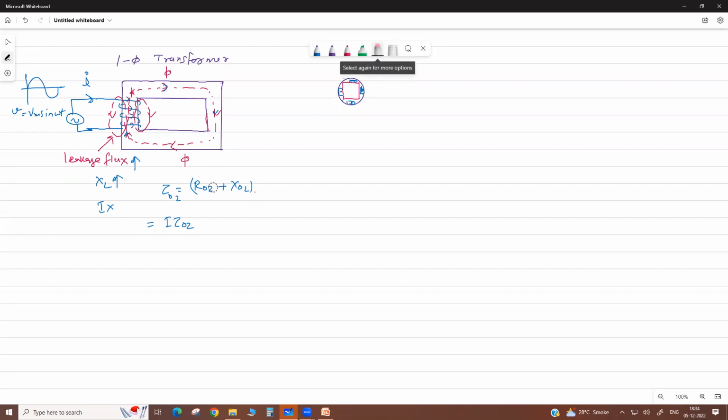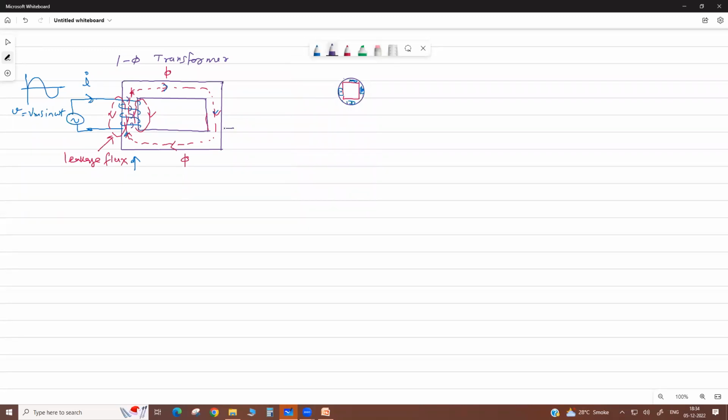If your regulation value is high, it means poor regulation. High voltage drop means high regulation, which is nothing but the percentage voltage drop. So the higher the leakage flux, the higher will be your leakage reactance, and so the regulation. Low regulation value is good. Now the same applies in the secondary also.